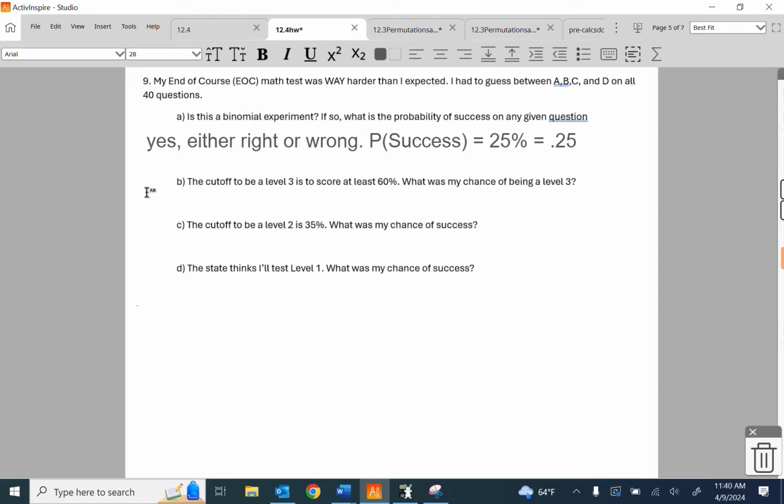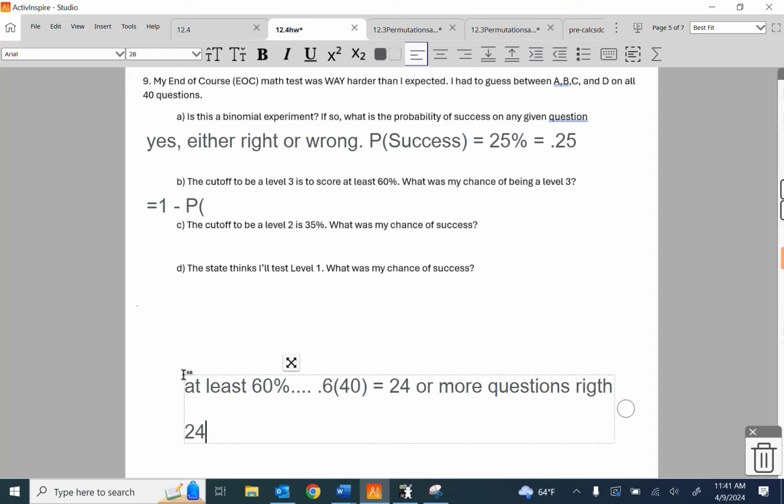So I don't know what kind of notes you're going to take, but you need to be writing down some stuff here. This would be equal to 1 minus the probability of at least 60%. I need to figure out that at least 60%. I do 0.6 times 40, which means I get 24 or more questions right.